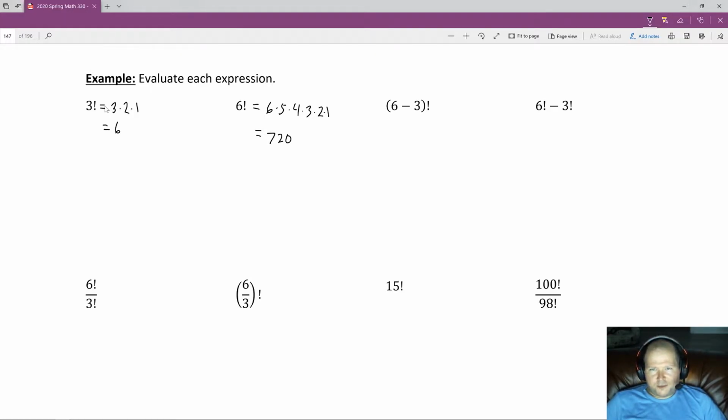Okay, order of operation, we're going to do what's within the parenthesis before we do the factorial. So 6 minus 3 is 3. 3 factorial is equal to 3 times 2 times 1. So 3 times 2 is 6, 6 times 1 is 6. 6 factorial, we already figured out is 720. And 3 factorial is equal to 6, so 720 minus 6 is equal to 714.